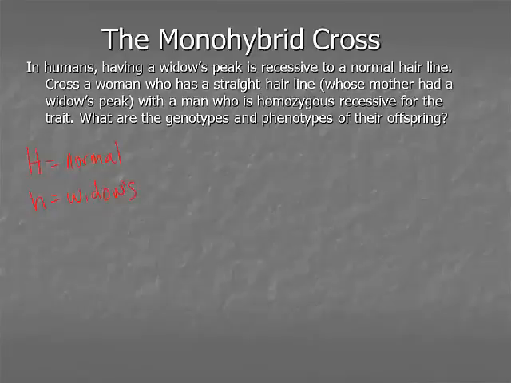Cross a woman who has a straight hairline whose mother had a widow's peak. Remember, if the mother had a widow's peak, mom must have been homozygous recessive, little h, little h. And if mom passes an allele on to her daughter, that daughter must receive a lowercase h because mom only has 2 lowercase h or recessive alleles in order to have a widow's peak. Now in the problem, the woman has a straight hairline, which means she also has the dominant allele for a normal hairline. And again, she gets the recessive allele from mom who had a widow's peak.